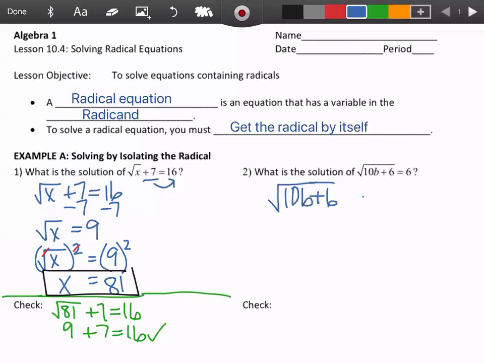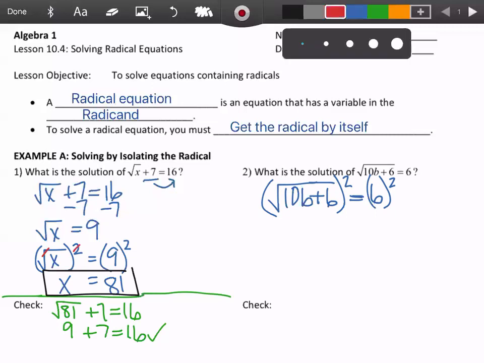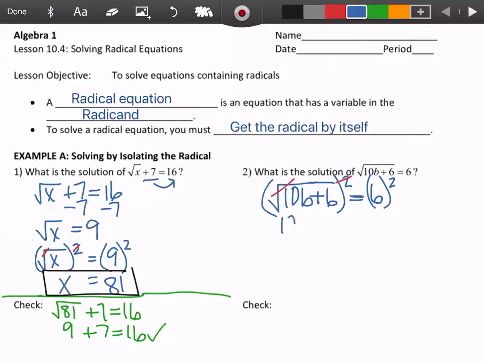Squaring both sides undoes the square root sign. So we're going to square both sides, raise both sides to the exponent of 2. That means on the left side here, we no longer have a square root sign. We just have 10b plus 6 is equal to 6 squared, which is 36.